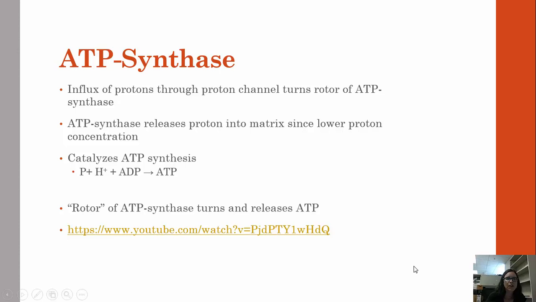So, as I said, the influx of protons turns the ATP synthase rotor. Then the ATP synthase releases the hydrogens back into the matrix. So not only do we have ATP formed through the energy from the protons going back through and turning that rotor, we also have a bunch of hydrogen protons back in the matrix.